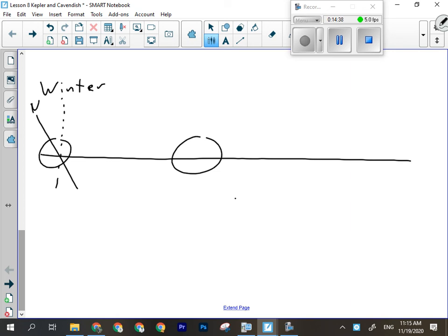The other problem with this is not only are the days short, but because we're tilted away from the sun, the intensity of the sunlight we receive is much lower. So we're getting less sunlight, and we're getting less intense sunlight, which contributes to winter.